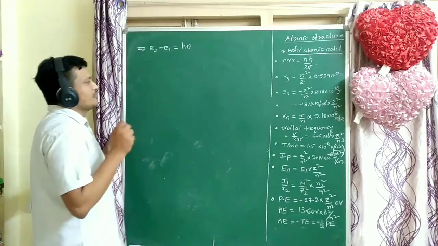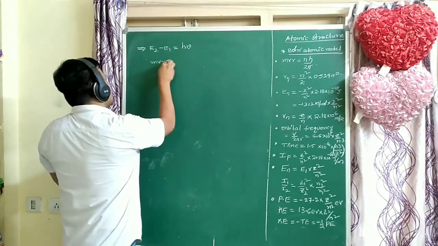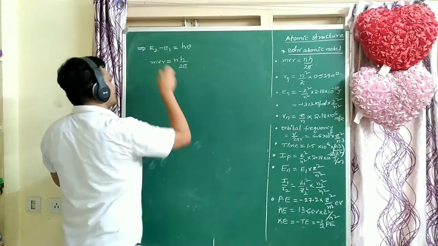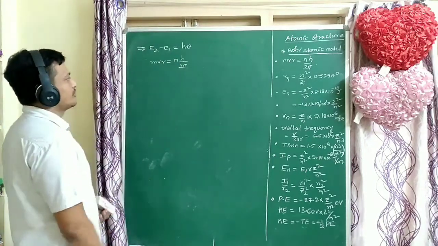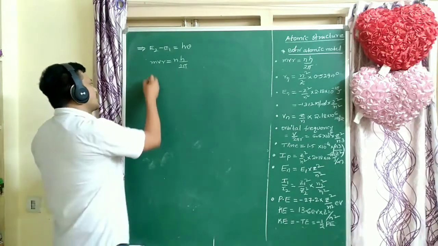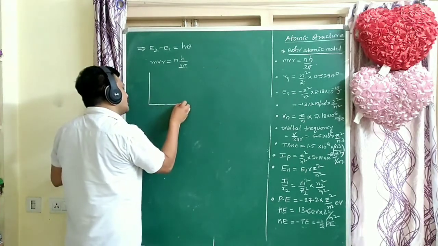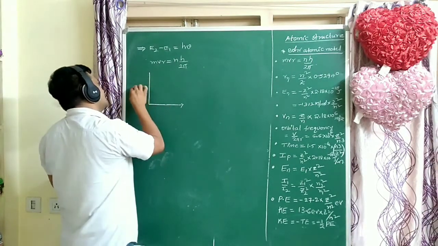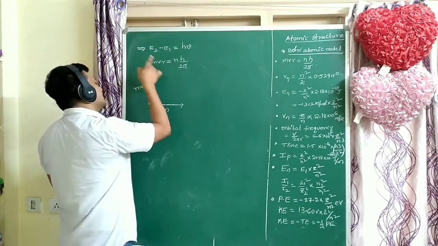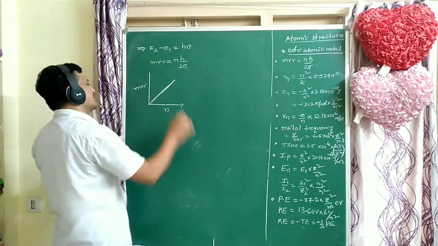Here, the angular momentum of a particular orbit, mvr, equals nh by 2 pi. This is a very simple and important formula. Based on this formula, how are bits asked? The angular momentum of the electron in a particular orbit: as the n value increases, the mvr value increases.